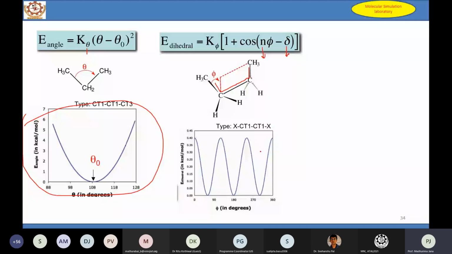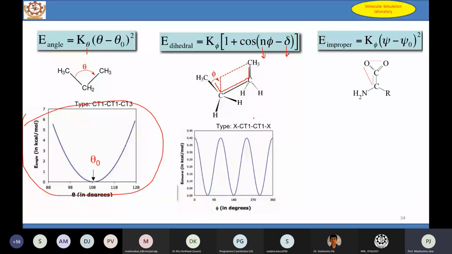It is displayed here. And then next is another term that is not shown in the main potential expression, but that is the improper potential energy. Improper potential energy also involves 4 atoms. You can see here this carbon, oxygen, and this oxygen. This is basically used to keep the planarity intact.